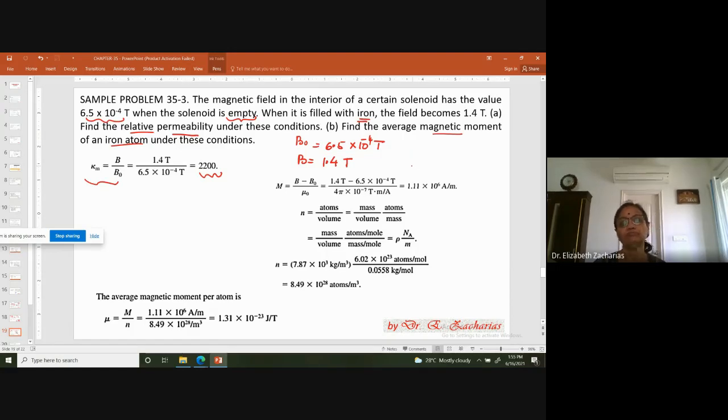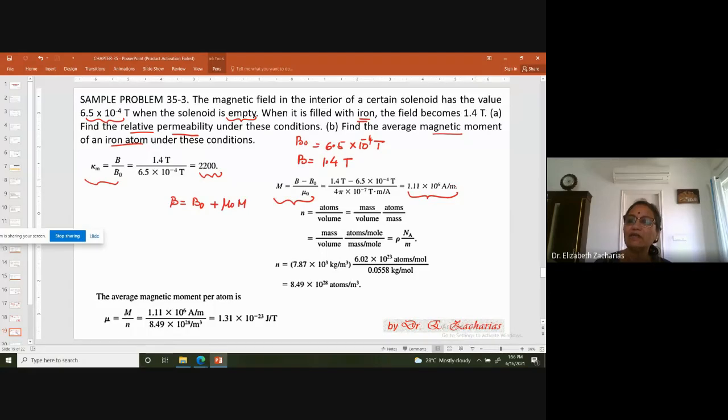Okay? So first of all, what we need to do is use the equation B is equal to B naught plus mu naught M, and try to get your magnetization vector. So what is magnetization? It is (B minus B naught) by mu naught. Mu naught is 4 pi into 10 to the power of minus 7. B and B naught we already used previously. So you're going to get 1.11 into 10 to the power of 6 ampere per meter. Okay, that's a unit of magnetization.